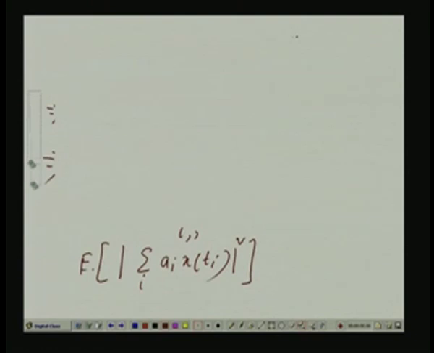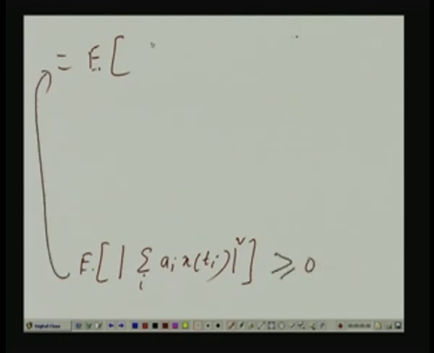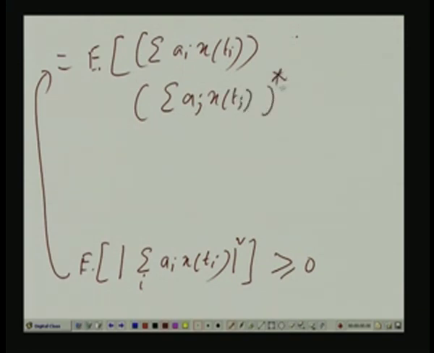I will just take a minute and wind up today. This is nothing but E of, but this we know, this is a real number, it is mod square, an expected value. So it can never be negative, this is always greater than or equal to 0. But this thing is equal to E of the sum of A_i x(t_i) times the sum of A_j x(t_j) star, over j, this is over i.